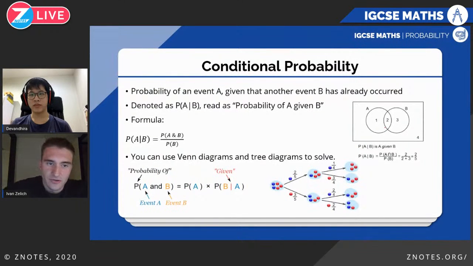Conditional probability. This is an interesting one. Conditional probability is the probability of an event A given that another event B has already occurred. For example, you could have a situation where you have a probability of an event, but given some event that happens, it's more likely that the initial event can occur, given that another event has occurred.